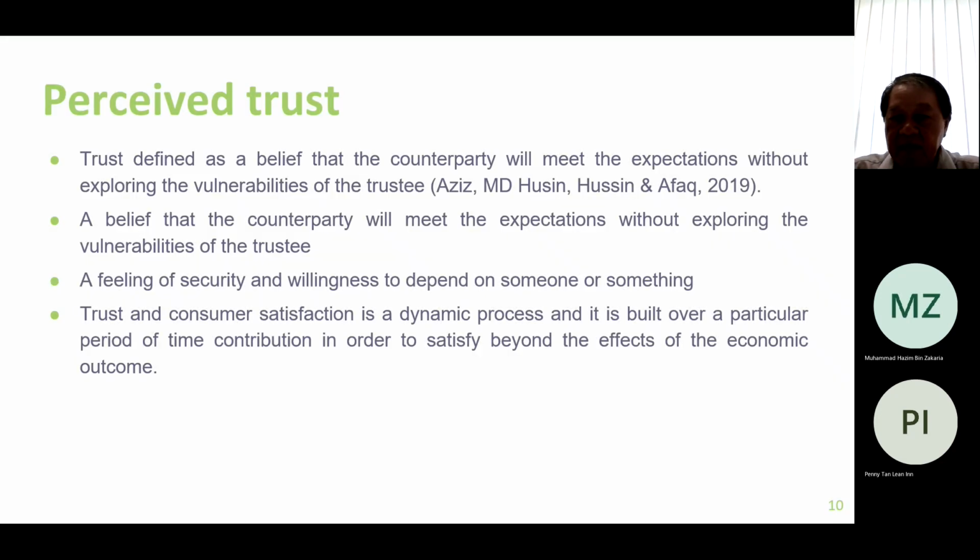The second independent variable is perceived trust. Perceived trust, I think, is important. Why do I say so? According to Aziz Muhammad Hussein, he defined trust as a belief that the counterparty will meet the expectation without exploiting the vulnerability of the trustee. Therefore, trust is very important. I trust you means you are able to sell to me, I'll buy. There's no question about it. Therefore, it is a feeling of security and willingness to depend on someone or something.